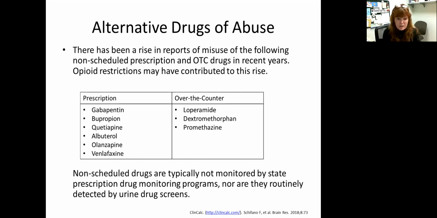So what's important to note about these, if we're speaking about mitigating use of substances in general, is that these medications can fly a little bit more under the radar because they're not typically monitored by any PMP program, a prescription monitoring program, and they're not routinely found or detected in urine drug screens.